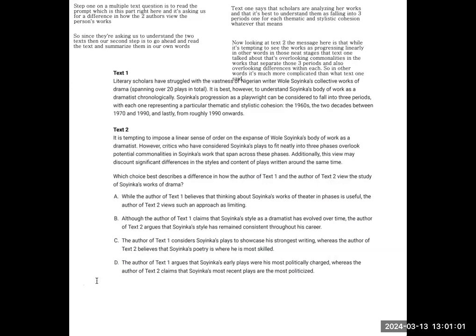Step three is to just go ahead and make that comparison that they're asking us for in our own words. And the comparison is that while text one says that the works fit into three neat categories, three neat time periods, text two says that that's way too simplistic. And now let's look at the answer choices.